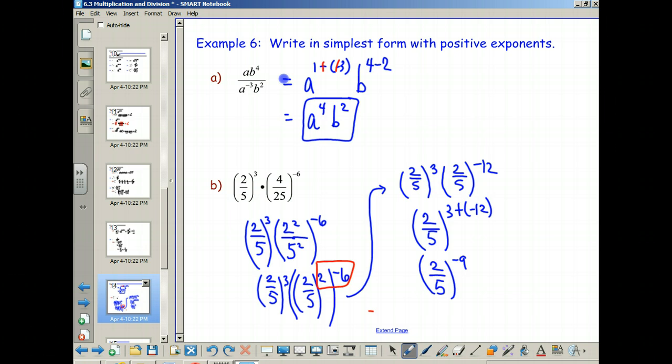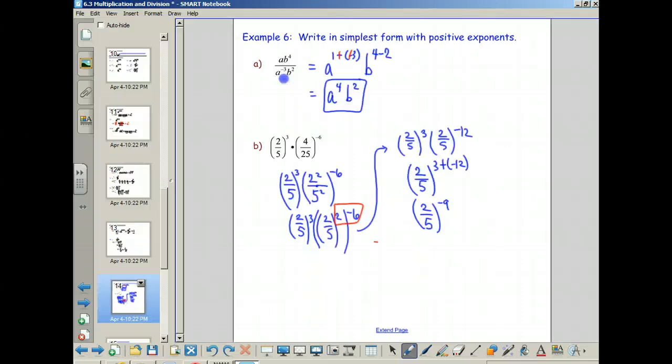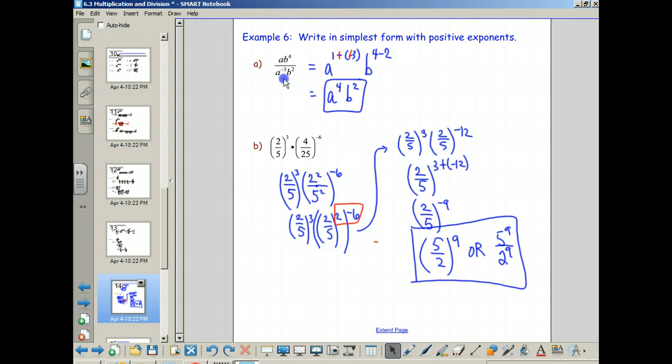And I'm actually all done, that is simplest form, but I don't have the positive exponents part, so I need to do one more step. That one more step actually uses property number 6. Property number 6 says if I have a negative exponent, I can flip my fraction upside down, so 5/2, and I can write that exponent then with a positive. So you can either leave it written like this, or if you'd like to, you can leave it written as 5⁹/2⁹. Both expressions would be correct. And we'll stop there for today.